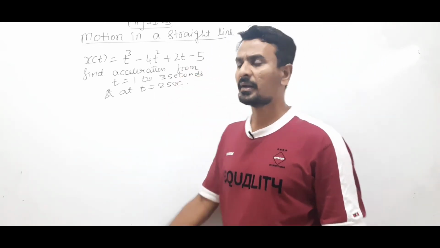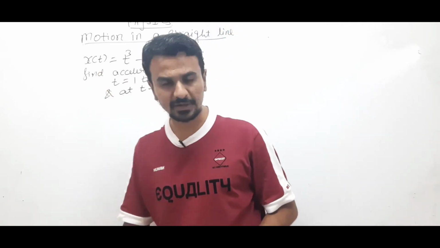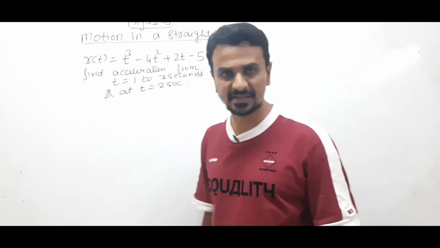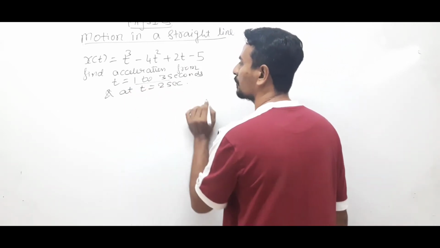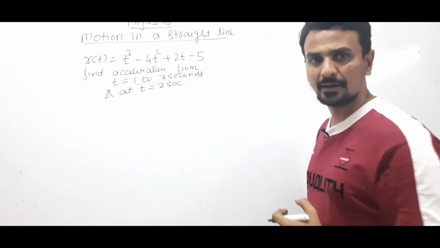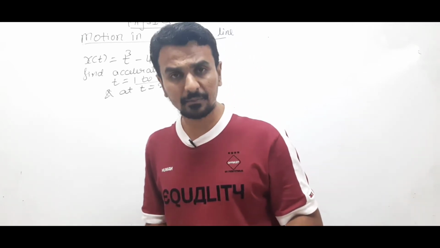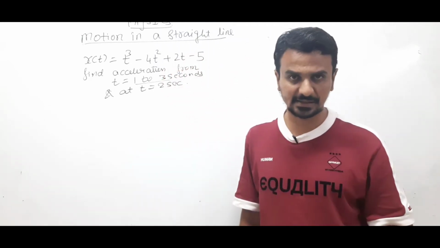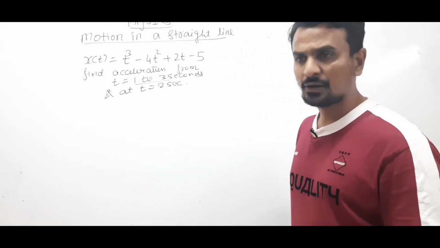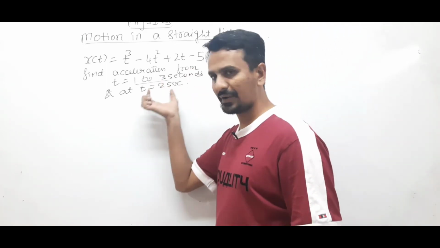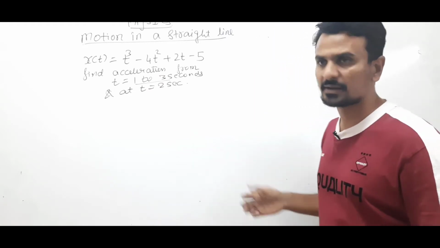In the question, x represents the position of the object. That means position as a function of time is given to you, and you have been told to calculate acceleration between 1 to 3 seconds and at 2 seconds. At a particular instant of time, the acceleration is known as instantaneous acceleration, and between two instants of time, the acceleration is average. So we need to calculate both average acceleration as well as instantaneous.